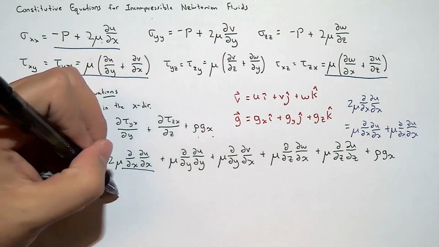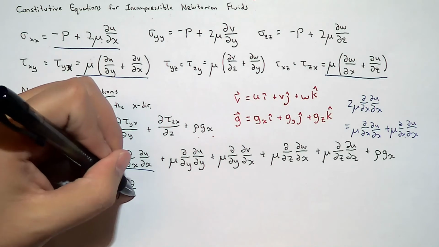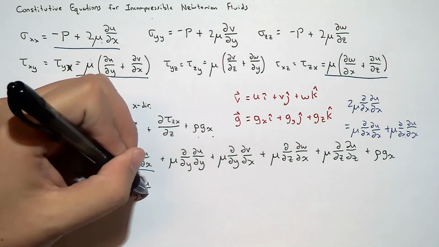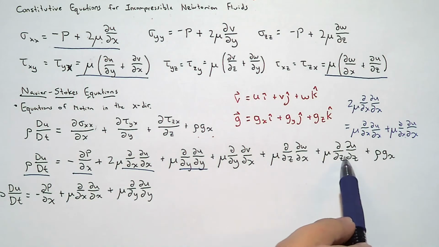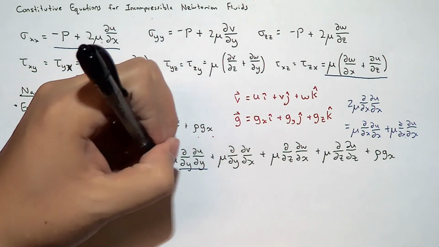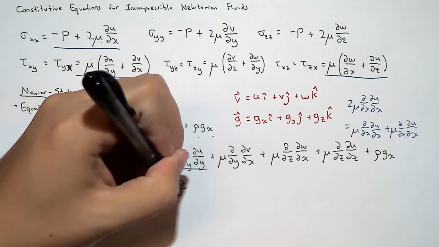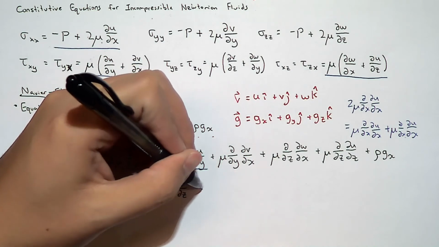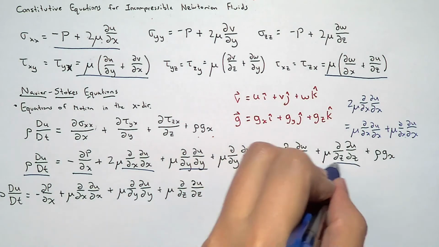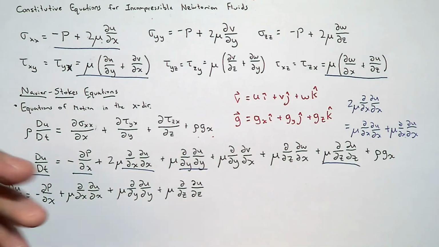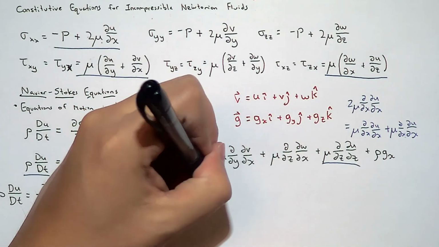I'm going to keep my dou y's together. Mu dou y, dou u, dou y. I'm going to keep my dou z's together. Mu dou z, dou u, dou z. Hopefully you will start to see a pattern here as we start to organize all of these terms. Then I'm going to include all of my other shear stress terms.